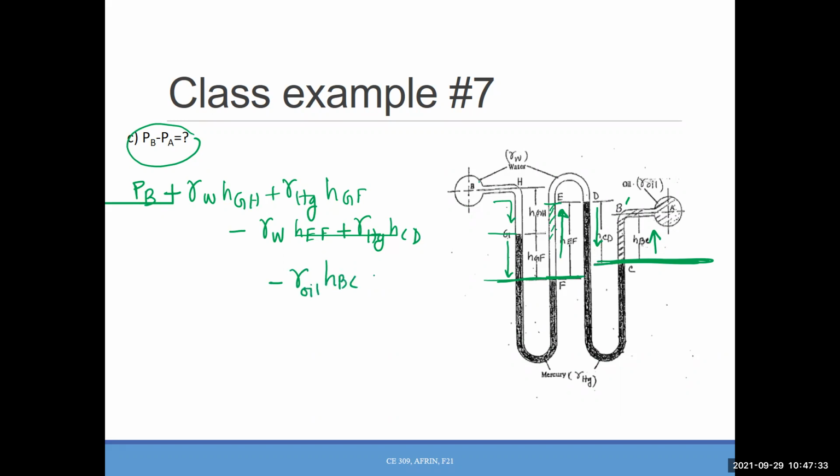Okay. And once you are here, the pressure equals PA. Now you can rearrange this, and that should be the expression for PB minus PA. Okay. Now we don't have any numbers here. If we had any numbers, you would need to make sure that you convert everything into standard units. If it was in millimeters, you need to convert into meters. If it was in inches, you need to convert into feet, right?